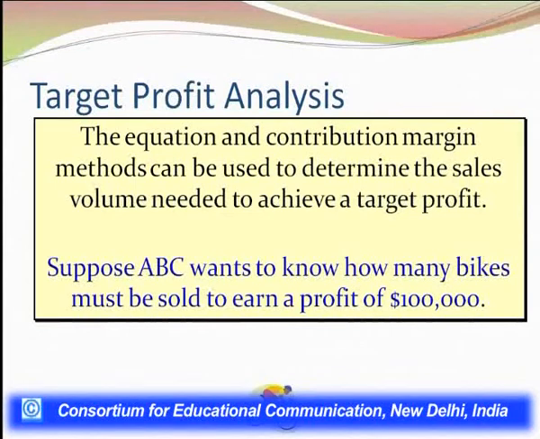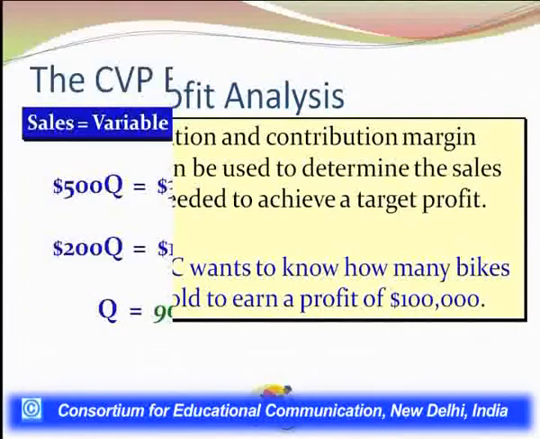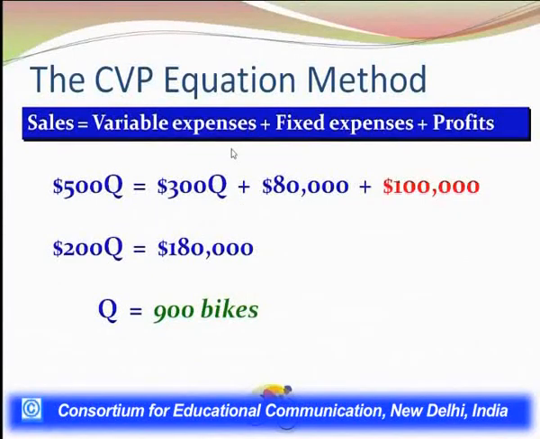So moving forward, now let's talk about how we can find out target profits. We call it target profit analysis. If I take the example of the company ABC Limited, ABC wants to know how many bikes to be sold to earn a profit of 1 lakh. So we have one formula with us, which is we calculate sales to earn targeted profit. So these are the sales not at break-even point, mind you. These are the sales, or we may call it target sales, to earn targeted profit.